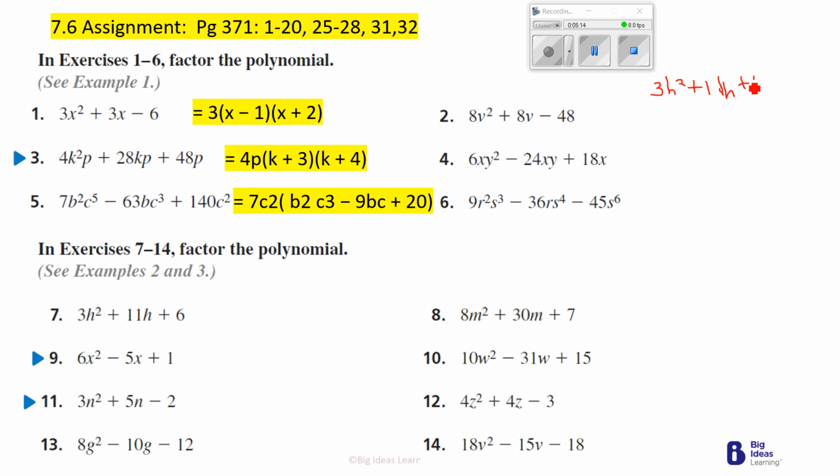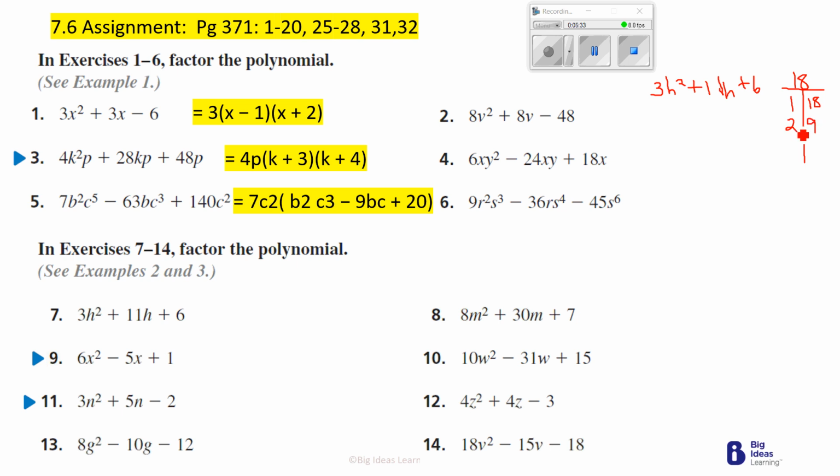When I do this, I realize I got 3 times 6, and 3 times 6 is 18. I'm looking for numbers that will equal 18. All right, I know 1 times 18 will work, but that's not going to give me 11. I know 2 times 9 will work.